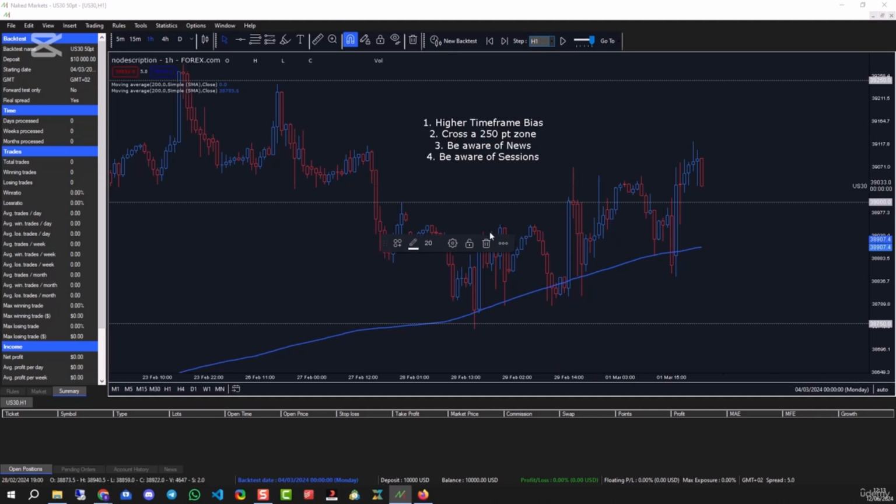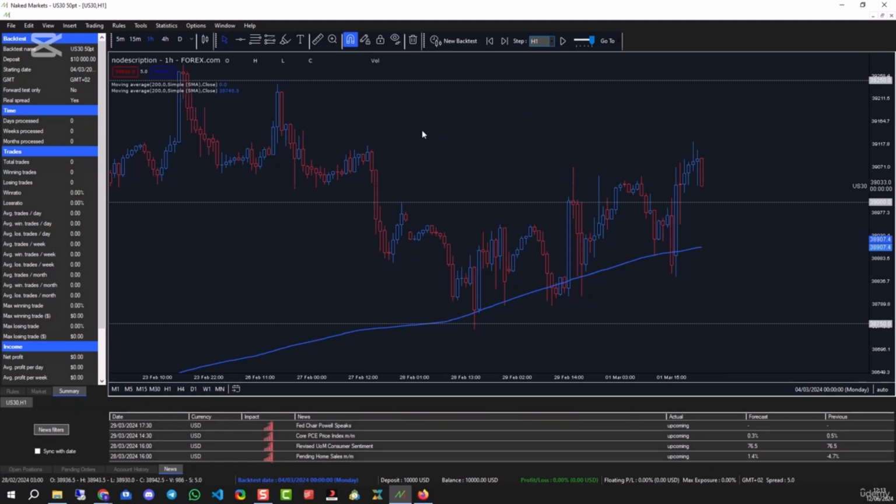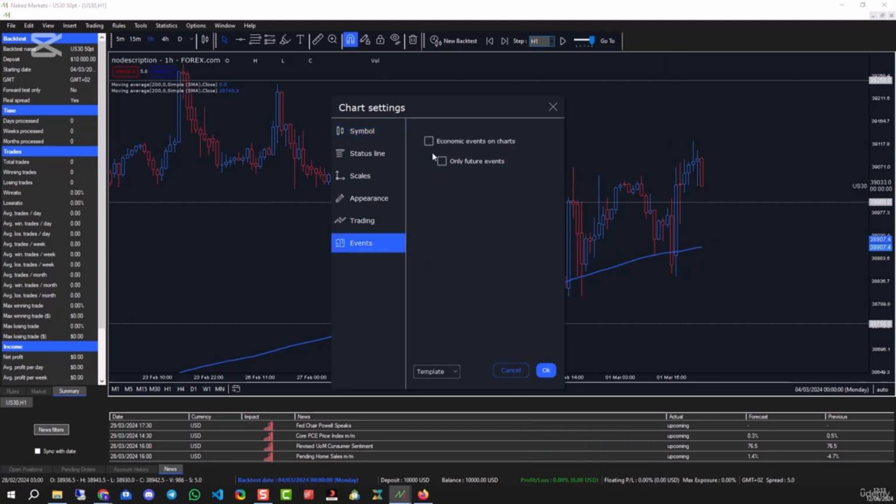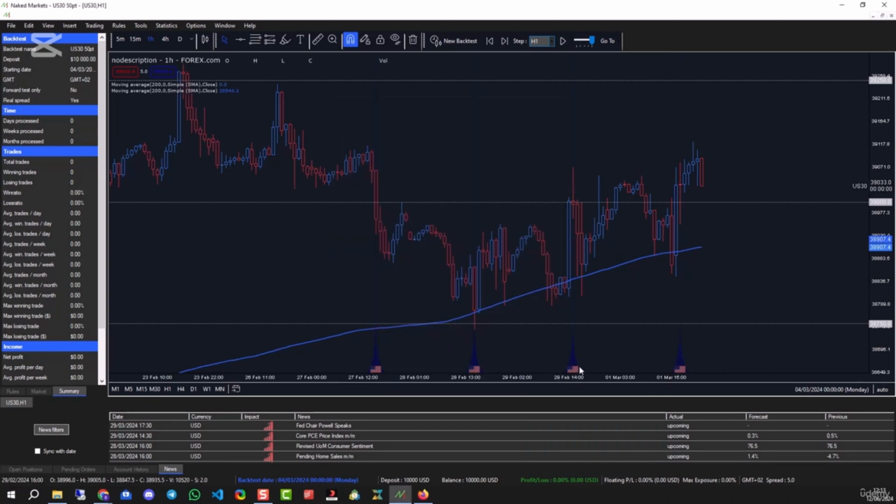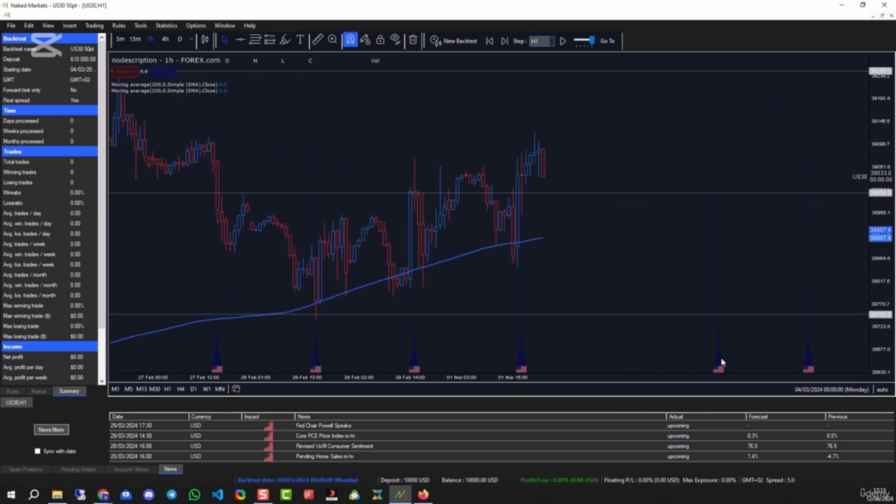Okay, let's get rid of this. And what we'll do is we'll start trading. In fact, no, we won't. What we'll do is we'll quickly check the news. If I just go on to settings and go on to events, draw them on the chart, and you can see, look, it's actually drawn news events on the chart now, and we don't appear to have a news event until this point here. So we've got, let me just see if I can stick a line on.